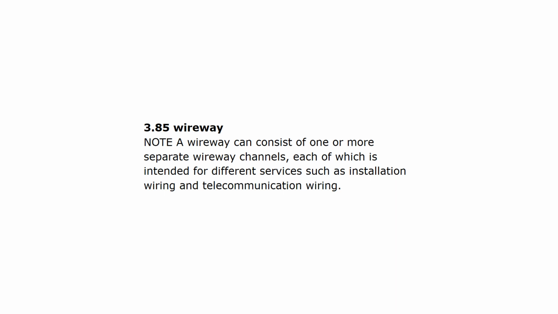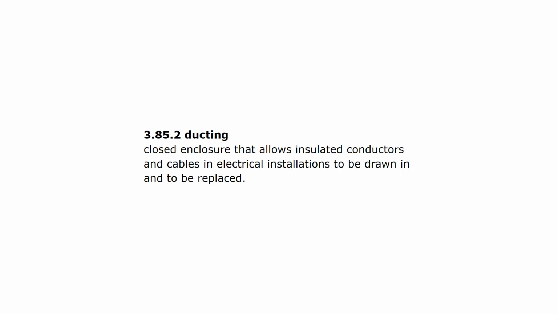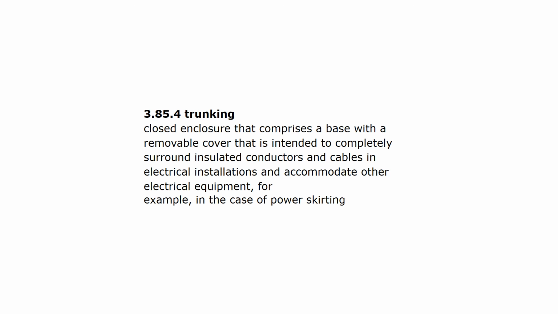Wireway. Note, a wireway can consist of one or more separate wireway channels, each of which is intended for different services such as installation wiring and telecommunication wiring. Conduit, see 3.15. Ducting, closed enclosure that allows insulated conductors and cables in electrical installations to be drawn in and to be replaced. See flexible conduit 3.40. Trunking, closed enclosure that comprises a base with a removable cover that is intended to completely surround insulated conductors and cables in electrical installations and accommodate other electrical equipment, for example, in the case of power skirting.